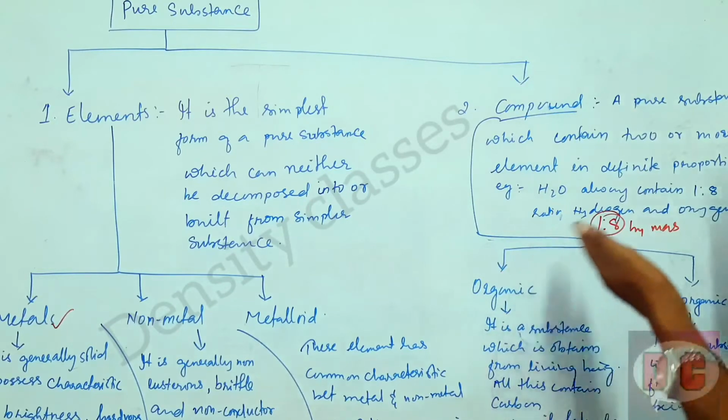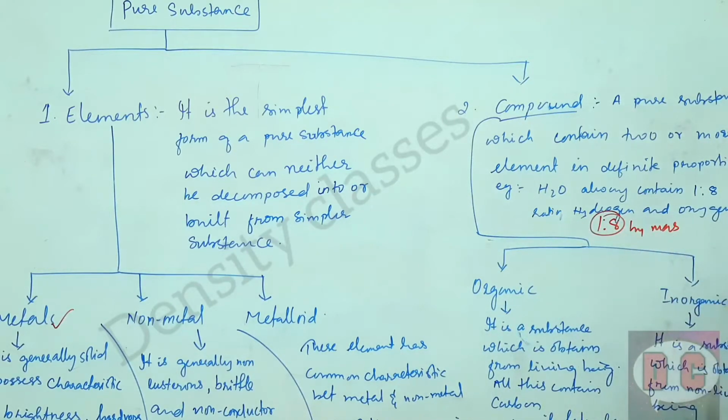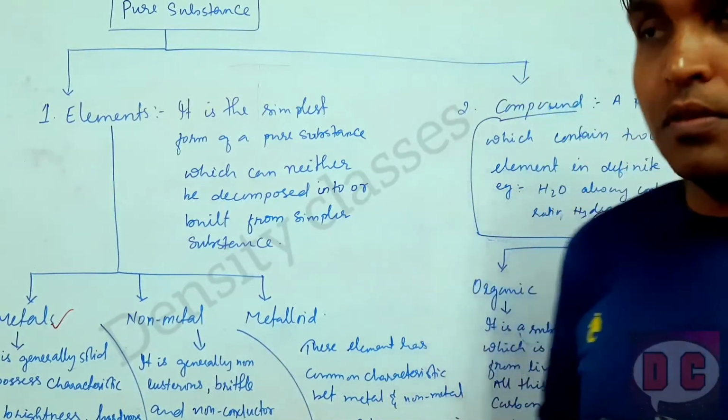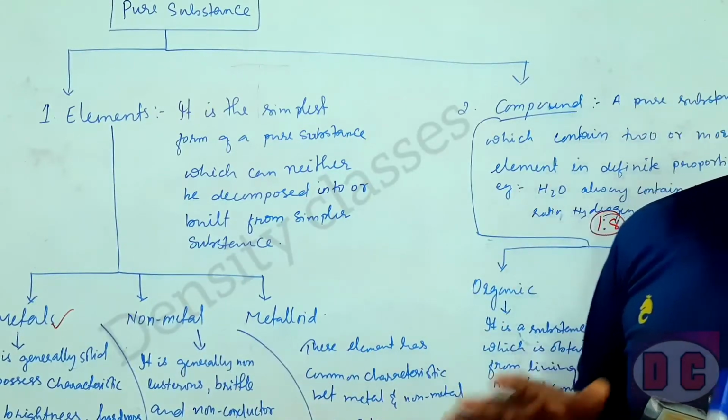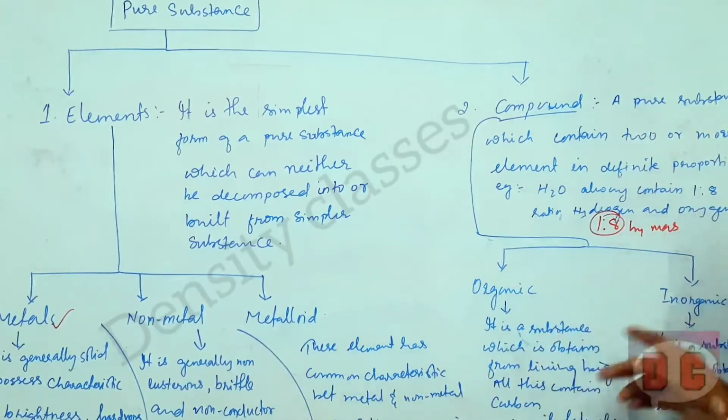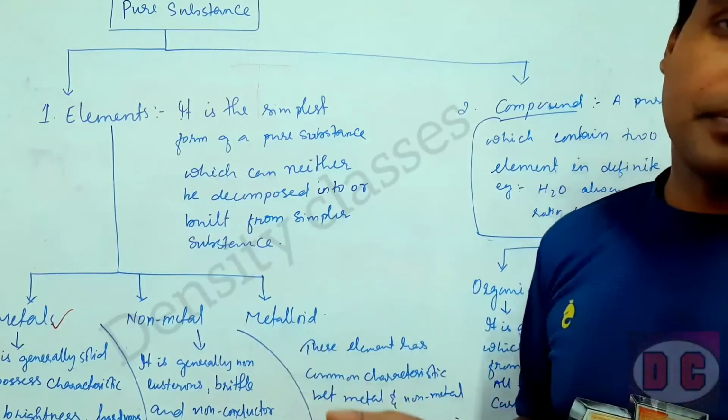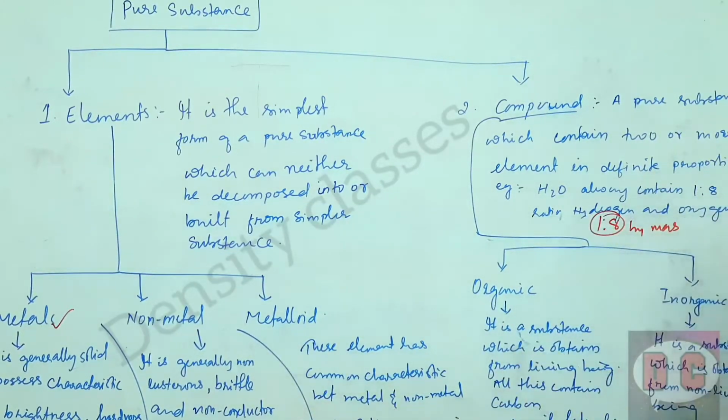Next, coming to the second type of compound, that is inorganic compound. Basically, it is a substance which is obtained from non-living things. For example, NaCl, we get it from what? Seawater, so it is not living. Then other examples are marbles and rocks. All these are inorganic compounds, because they are obtained from non-living things and they do not contain carbon.